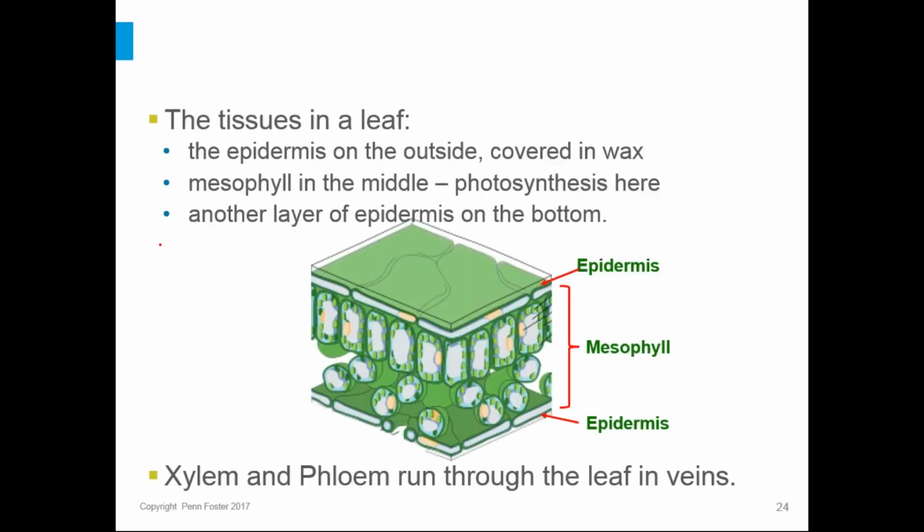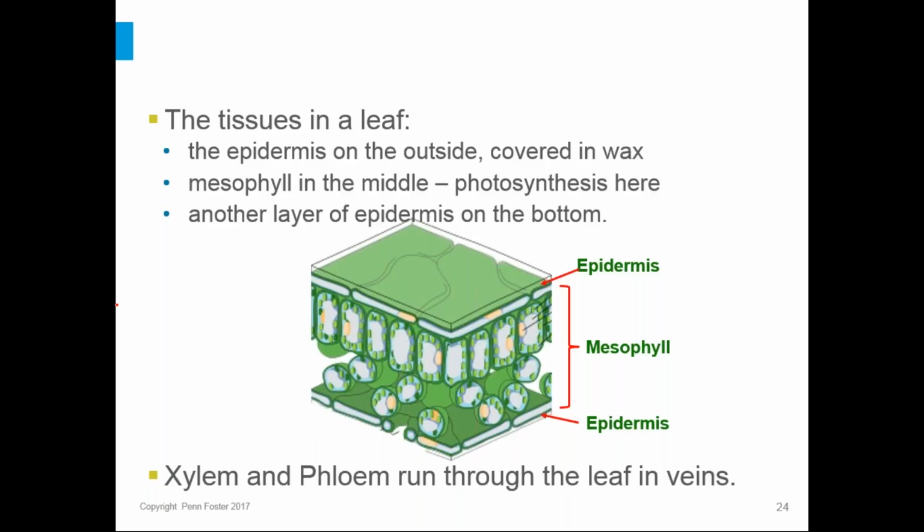So the tissues in a leaf are basically the epidermis on the outside, which is protected. It's covered in a layer of wax. That's kind of this clear layer shown on the picture here. The middle is called the mesophyll, and that's where the photosynthesis happens and everything else happens, really. And then another layer on the outside is another epidermis. So it's kind of a sandwich. You have the epidermis on the top and bottom, mesophyll in the middle.